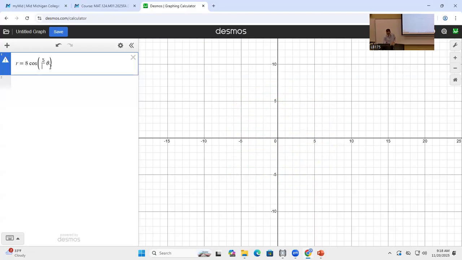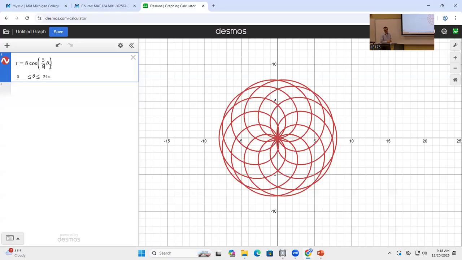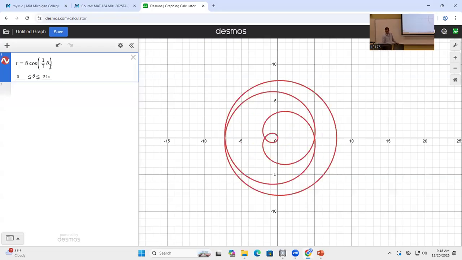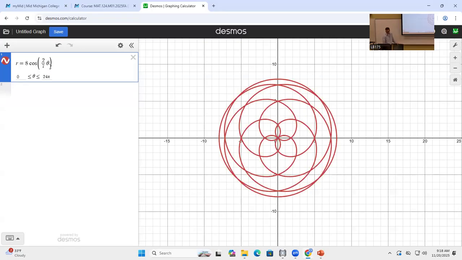Let's say we went to 5/8. Then we get this pattern. Okay. Or if we did 5/7. I don't know why I'm using 5 as a coefficient. 5/7. What about 1/7? Looks like that. Or 2/7. Like that. So we get some very, very interesting shapes if we put fractions in front of the theta. That's all I'm saying.